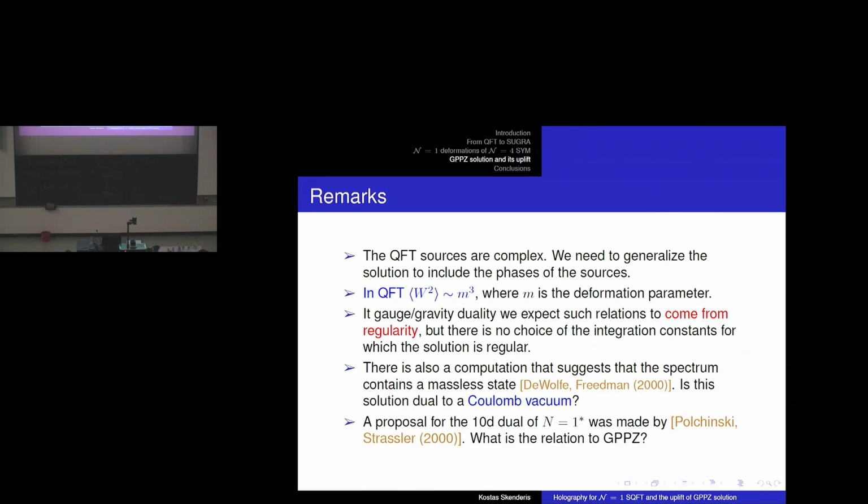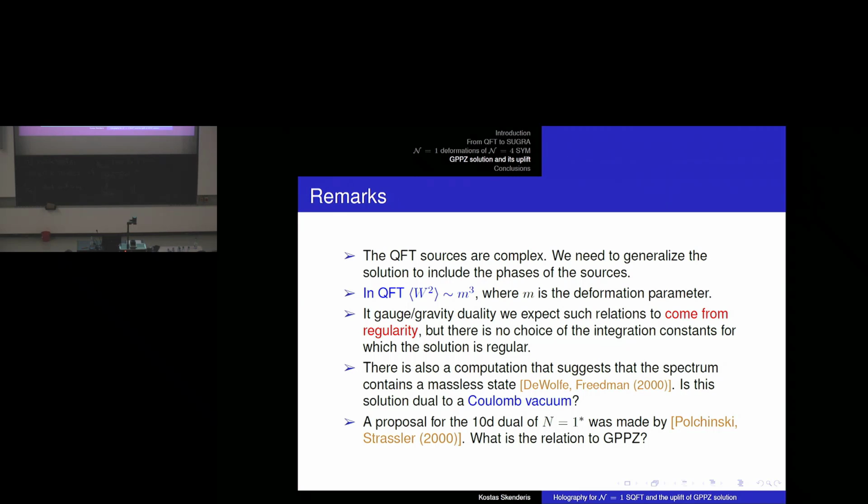So now in quantum field theory, the sources are complex because these are deformations, either a superpotential deformation or a source for a chiral operator. So strictly speaking, one should include the phases for the sources. Secondly, in quantum field theory, we expect this answer. And in gauge gravity duality, we expect such relations to come from regularity conditions. However, there is no choice of integration constant such that the solution is regular in 5 dimensions. There's also a computation that suggests that the spectrum contains a massless state. So perhaps that solution is not dual to a confining vacuum, but is dual to a different one of the Coulomb vacua of N equals 1 star.